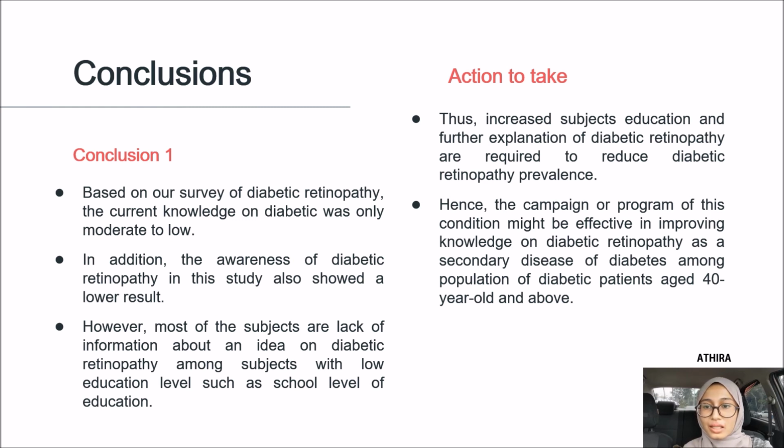However, we need to take action to increase subject education, and further explanation of diabetic retinopathy is required to reduce diabetic retinopathy prevalence. Hence, a campaign or program on this condition might be effective in improving knowledge of diabetic retinopathy as a secondary disease among the population of diabetic patients aged 40 years old and above.